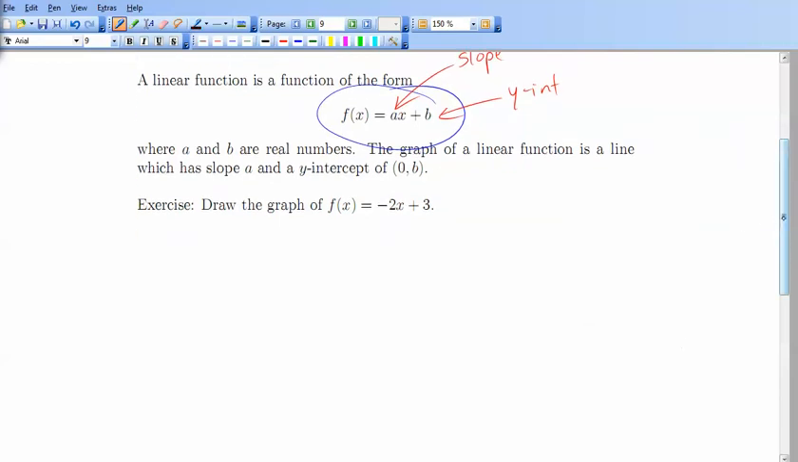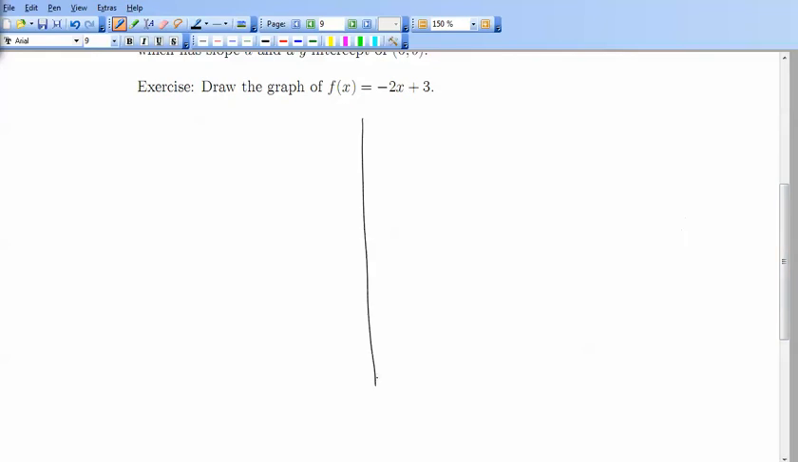So for instance, if we take negative 2x plus 3, we know that it has a y-intercept of 3 and a slope of negative 2. Now a slope is just the rise over the run, so it's a ratio. We can think of negative 2 as a fraction, negative 2 over 1, so we're going down 2 units for every 1 unit we go to the right. So if I take my y-intercept here at (0, 3), I'll be going down to the right as I move. So my line looks something like this.